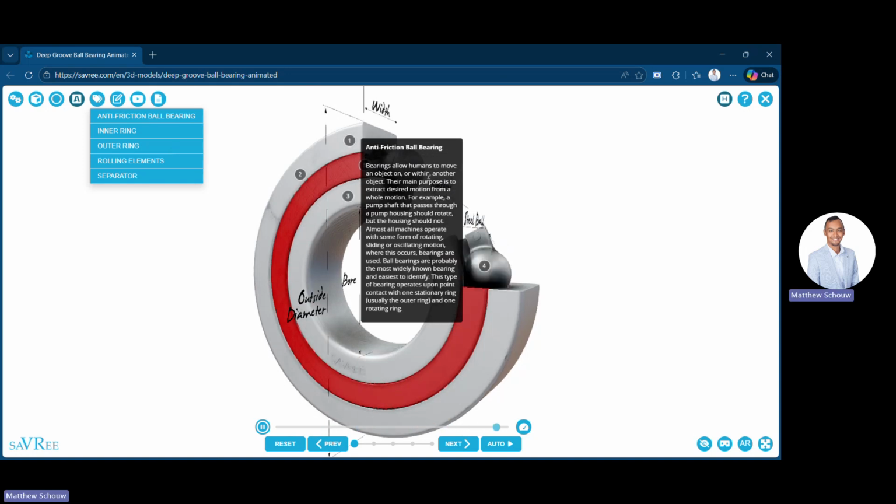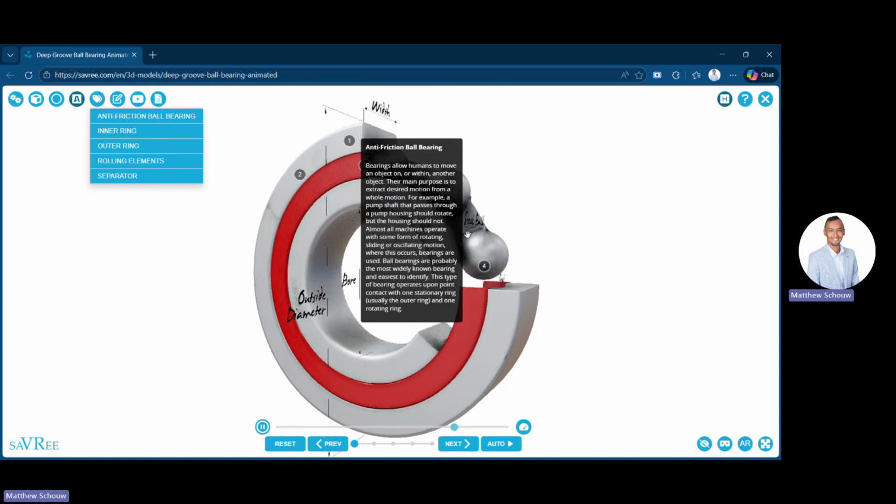So the anti-friction ball bearing, right? Bearings allow humans to move an object within another object, right? Yes, or engineers in this case. The main purpose is to extract desired motion from a whole motion. For example, a pump shaft that passes through the pump housing should rotate, but the housing should not rotate, right? So this should move, other parts stay stationary.